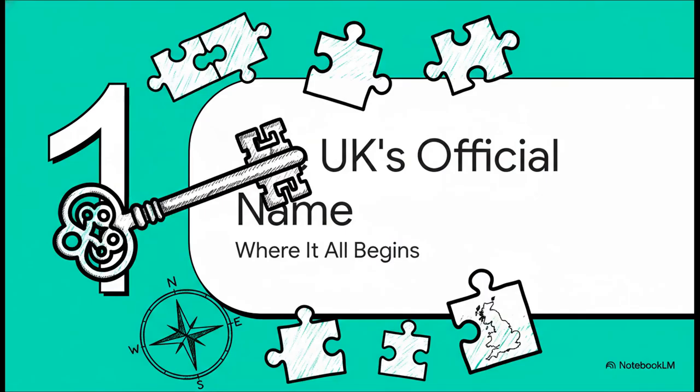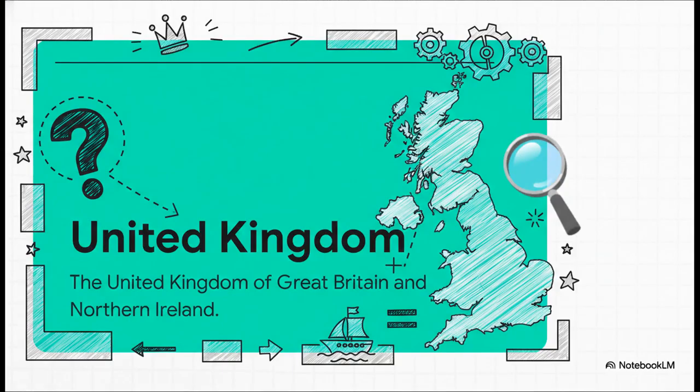So, how do we even begin to untangle this puzzle? Well, you start at the beginning, right, with the foundation, and that is the country's official name. If you get this right, everything else just clicks into place. So, here it is. The full, formal, official name of the country is the United Kingdom of Great Britain and Northern Ireland. Now, what's so great about this is that the name itself is basically a cheat code. It's a formula that literally tells you what the country is made of. Let's break that formula down.